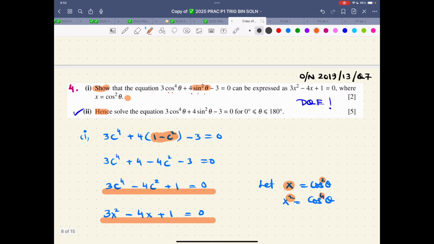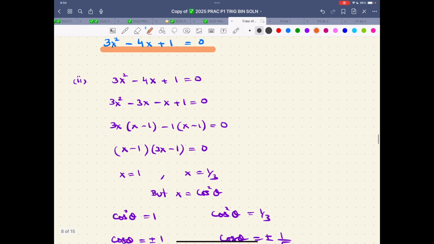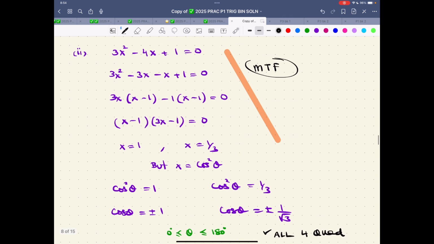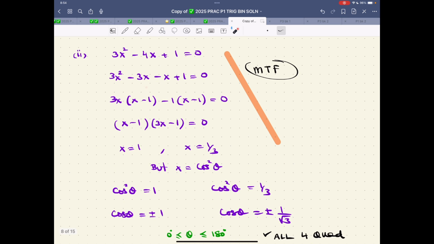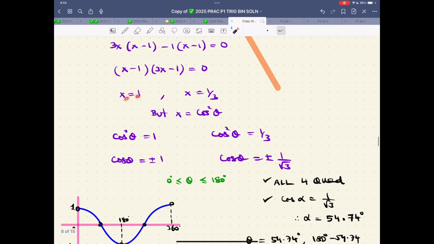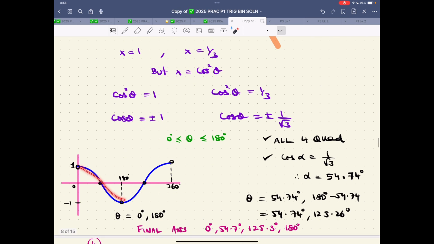Now it says hence solve this equation for theta between 0 and 180. So now comes the part of middle term factorization, the heart and soul of maths. MTF, the heart and soul of maths. So now you break it up, you find values of x. But what is x? X is cos square theta. So cos square theta equals 1, cos theta is plus minus 1. Between 0 and 180, again we draw the graph. So cos theta is 1 when theta is 0, cos theta is negative 1 when theta is 180. This is out of range, that is why I have not written it. So two answers from here.